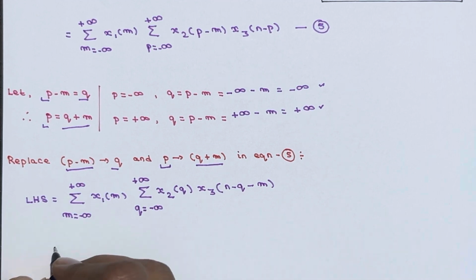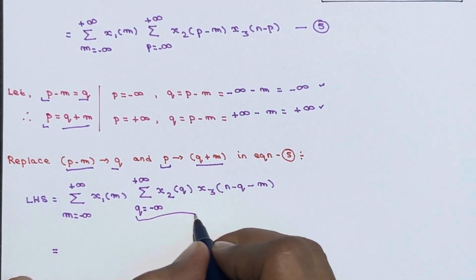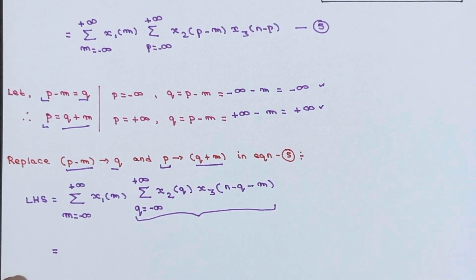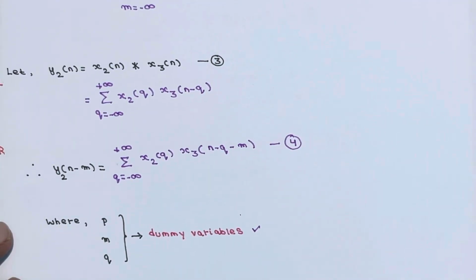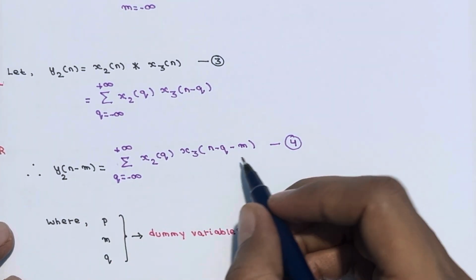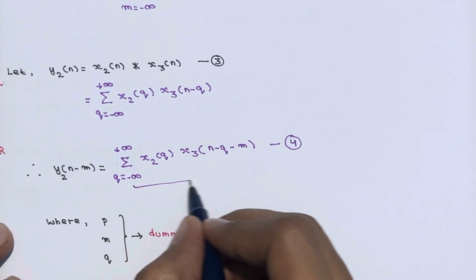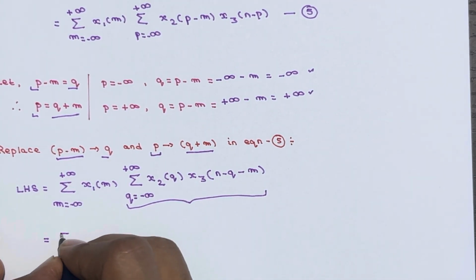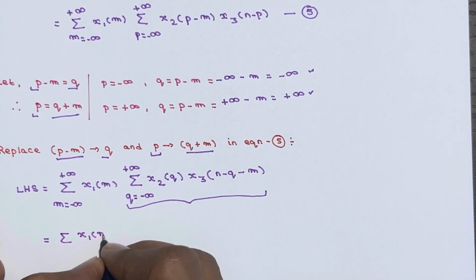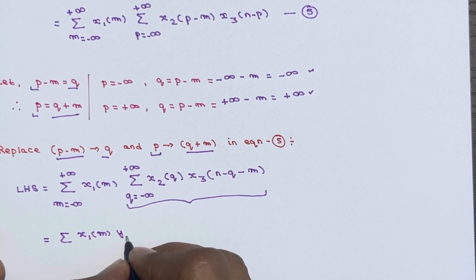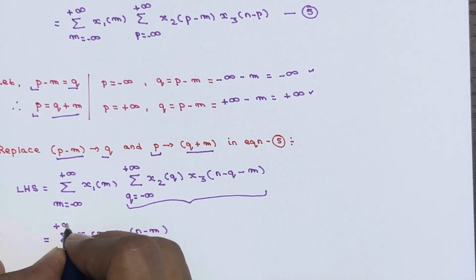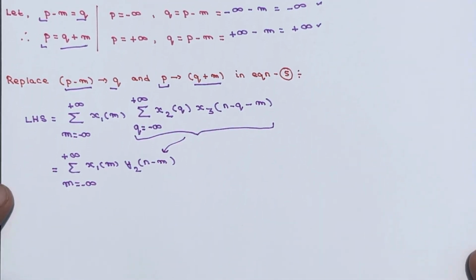Now going further, what is this? You remember y2 of n minus m we have calculated? First y2 of n minus m, see here, this one we have calculated, y2 of n minus m, and this is equal to the same we got, right? So basically by equation number 4 we can replace this with what? So this becomes summation of x1 of m into y2 of n minus m, limit m is equal to minus infinity to plus infinity. We replace this with this. So hope this much is clear to you.